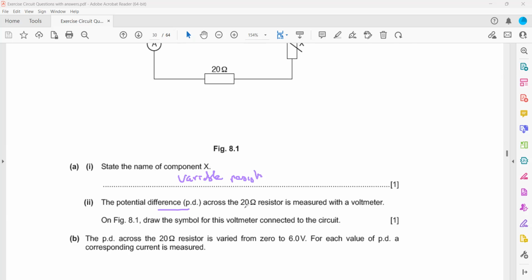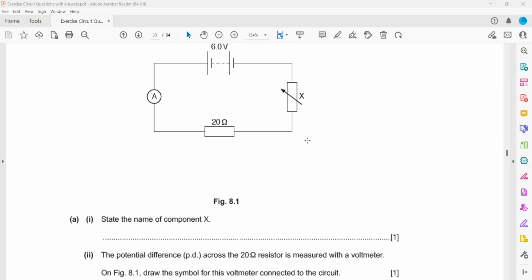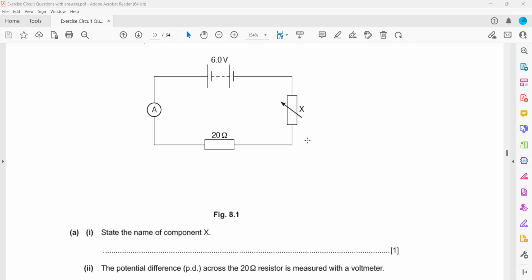The potential difference across the 20 ohm resistor is measured with a voltmeter. On the figure, draw a voltmeter. You can use screen annotation to draw where the voltmeter should go. We want to measure the voltage across the 20 ohm. Yes, that's right. A voltmeter is always connected in parallel. And if the same question asked for a voltmeter across X, it would be in parallel to X. Drawing it up or down does not make a difference. You can connect it here as well. It's the same thing.